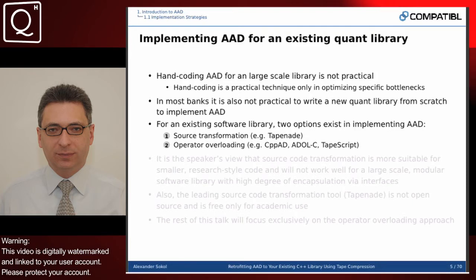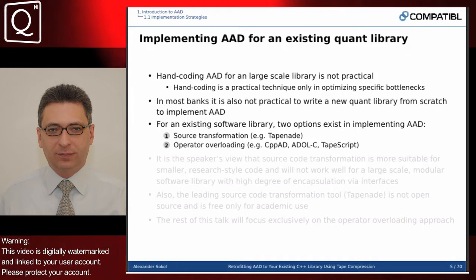Now, one other method of implementing AAD, which I will not recommend, is source transformation. Source transformation does not have the problem of hand coding: it does not require you to go through every line of code of your program and modify it. It's automated, just like operator overloading is automated.